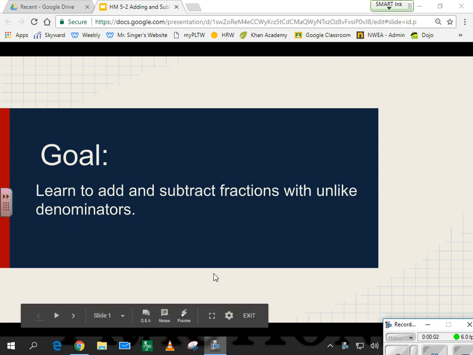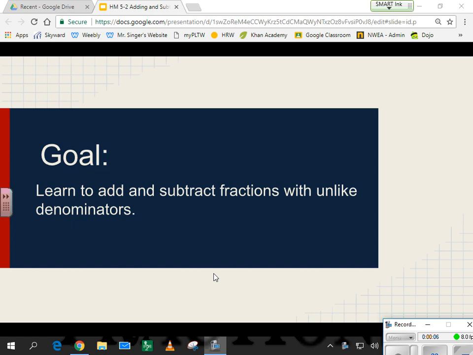Okay, welcome to math. This lesson is just me today. Your goal today is to learn to add and subtract fractions with unlike denominators. That's really the only change from yesterday. Along with today's date and page number, write it down and then move on.